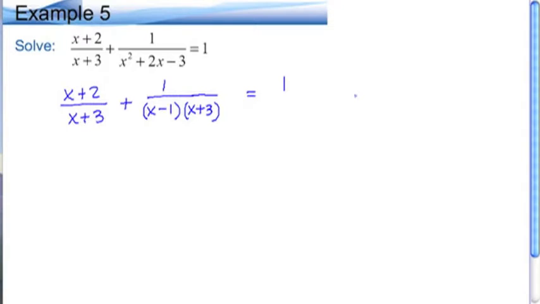Now, we can see from here that this denominator is an understood one. This one is an x plus 3, an x minus 1, and an x plus 3. The common denominator then is x plus 3, x minus 1. So we'd like to multiply through by those two terms. You have to be really careful and make sure that we multiply every term through by that.